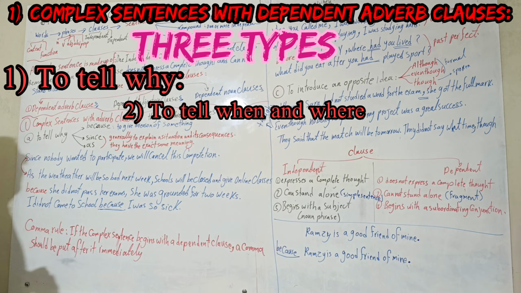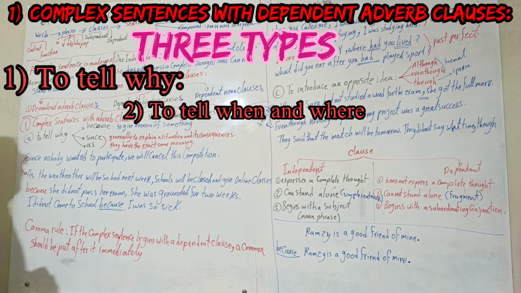Let's start with the first type, my friends, a complex sentence with an adverb clause. And here, my friends, to tell why, we have because and since and as. Here, my friends, are three examples. The first one: since nobody wanted to participate, we will cancel the competition. Second one: as the weather will be so bad next week, schools will be closed and give online classes. And third one: because she didn't pass her exam, she was grounded for 2 weeks.